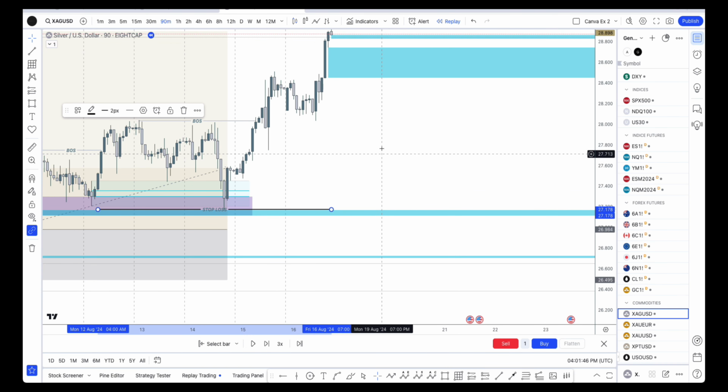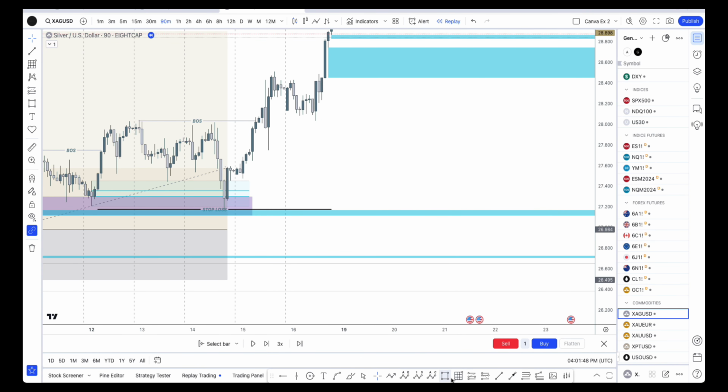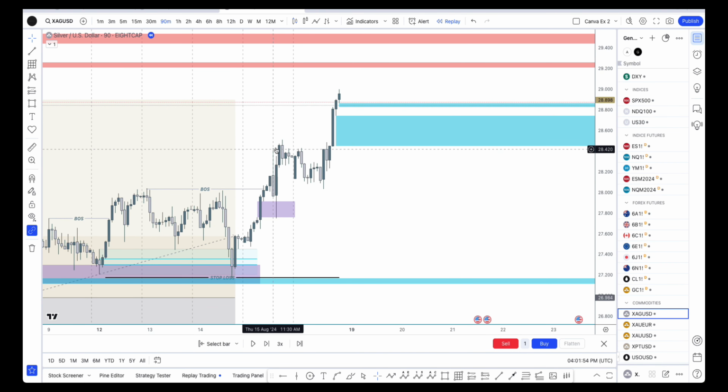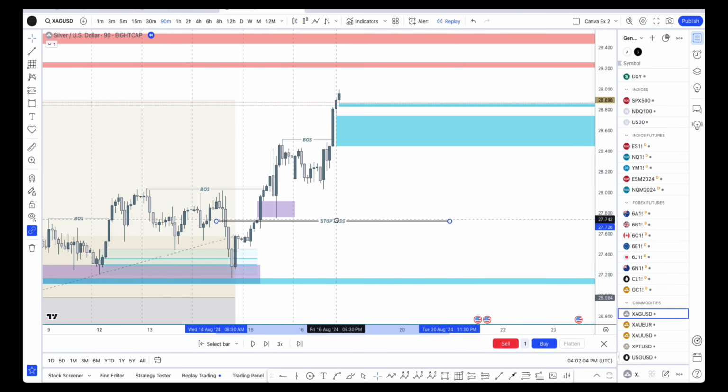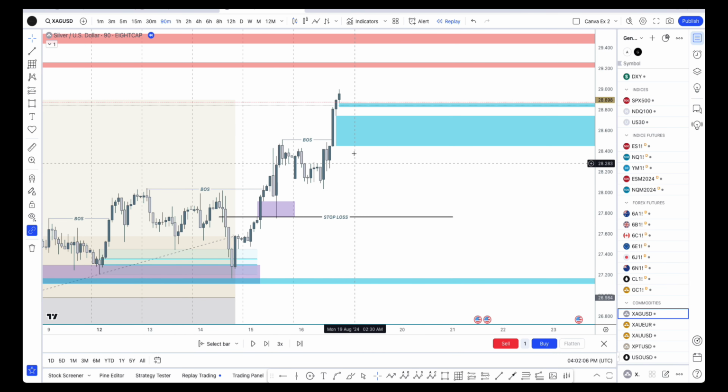Now what I'm waiting for is another breakup structure. Now check this out. You'll notice how this fair value gap was respected, and then we got a new breakup structure. Okay, cool. So now I'm trailing my stop loss here.